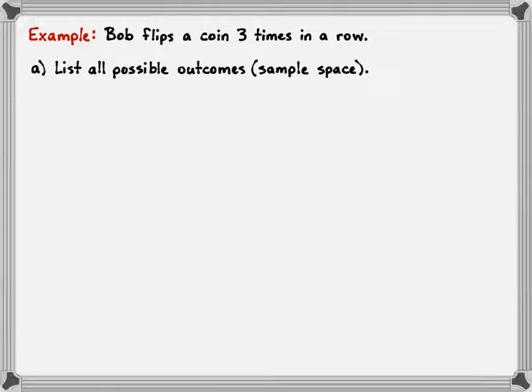One possibility is that you get a heads, and a heads, so 3 heads in a row. So you would list that out: heads, heads, heads. Go ahead and pause the video and fill out the rest of the possible outcomes that you can get.